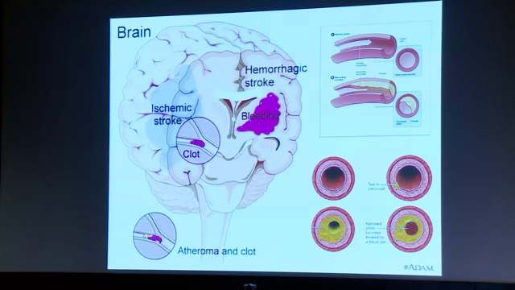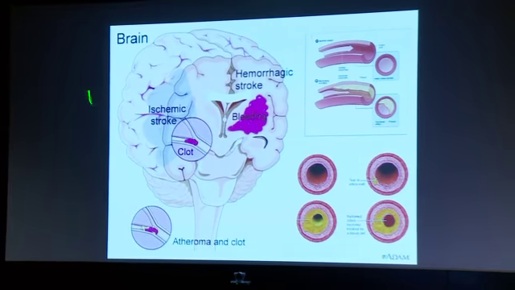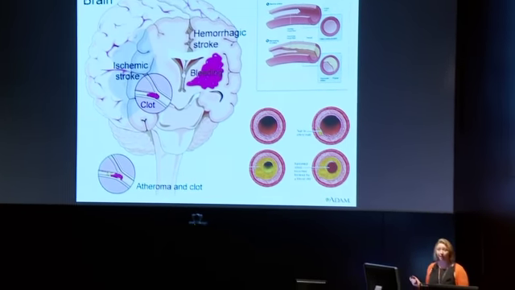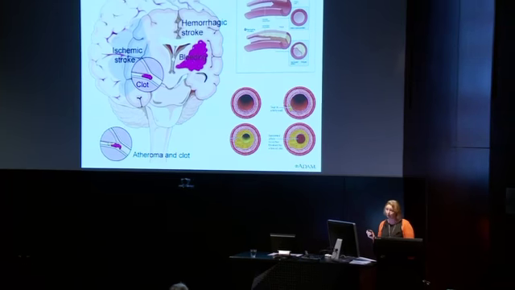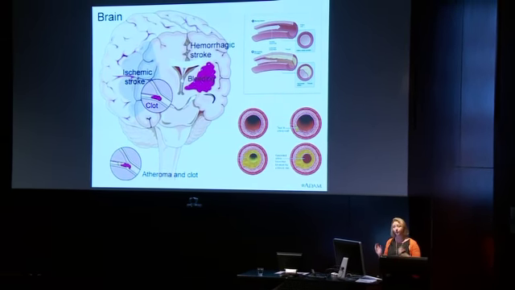This can eventually lead to a blockage of that artery, which then causes death to the brain tissue that's supplied by that artery. So essentially it's a plumbing problem. The artery is blocked, the blood can't get through, that part of the brain is damaged or dies.